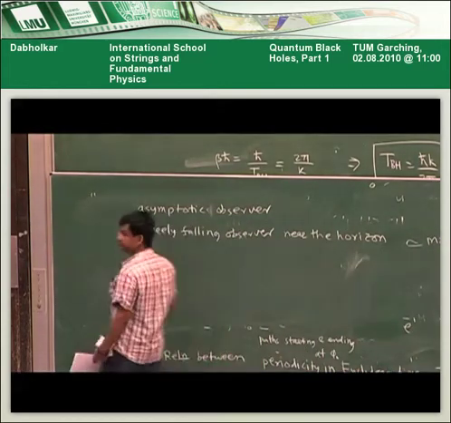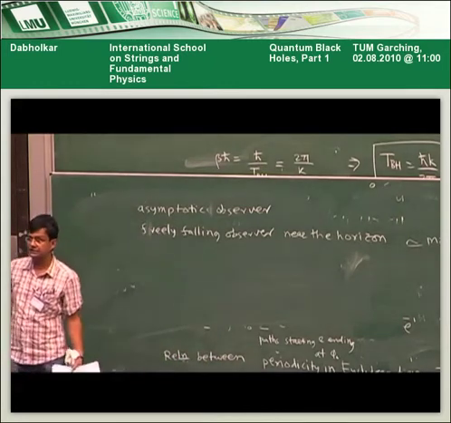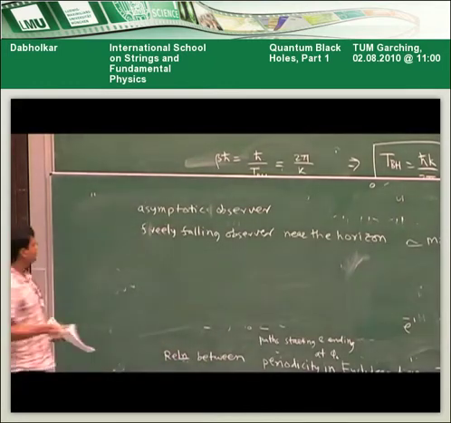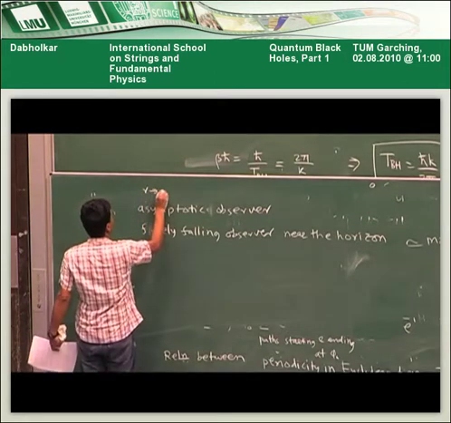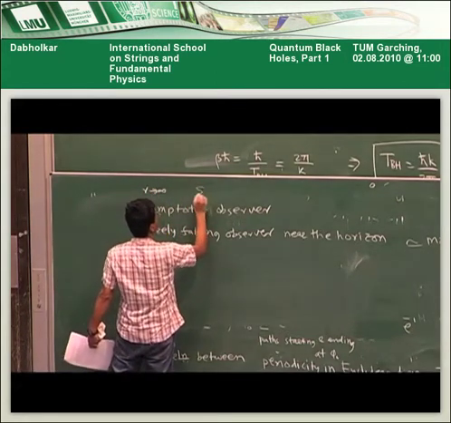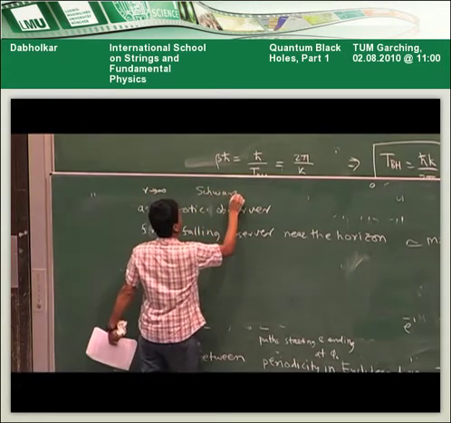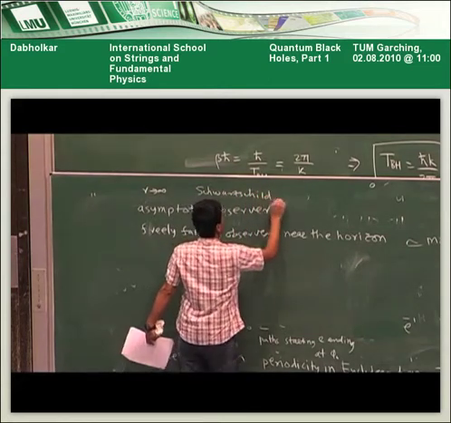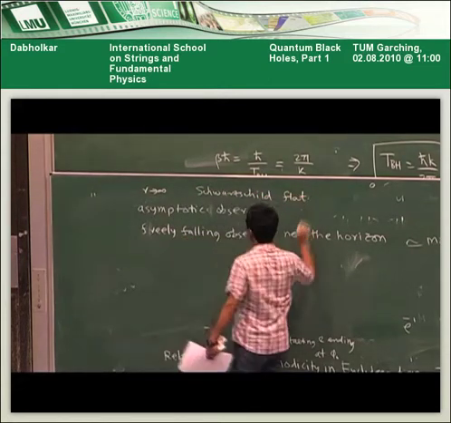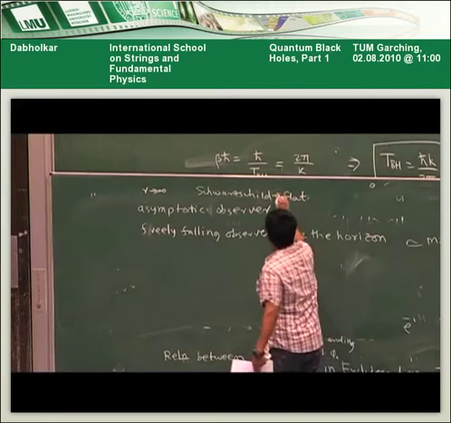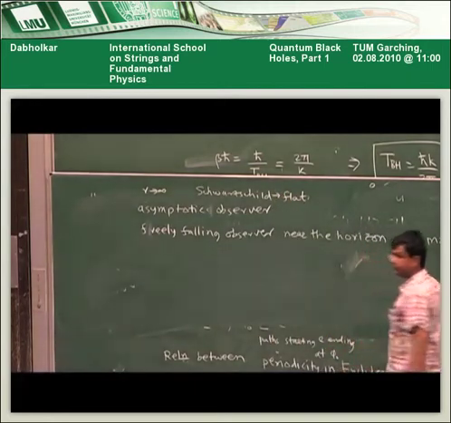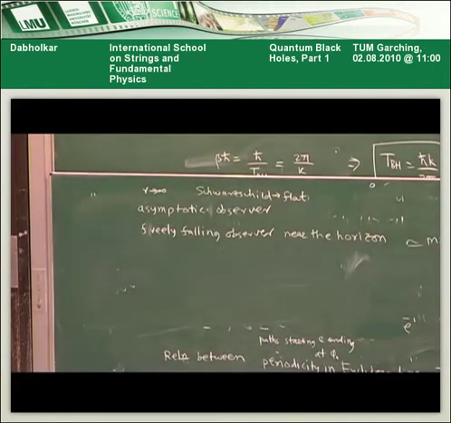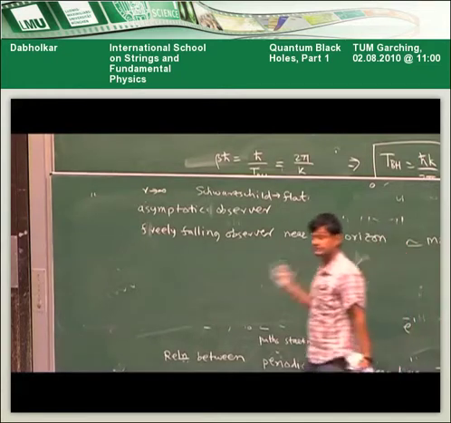So there is a difference between the Rindler metric and the Schwarzschild metric precisely in this way: in the r going to infinity limit, Schwarzschild becomes flat. It goes to flat space. And therefore, we can talk about the temperature seen by the asymptotic observer. This is the temperature seen by the asymptotic observer.